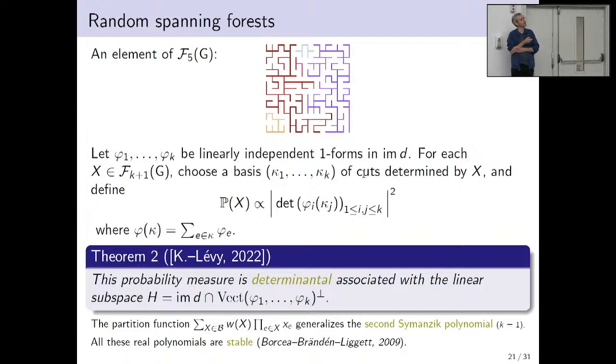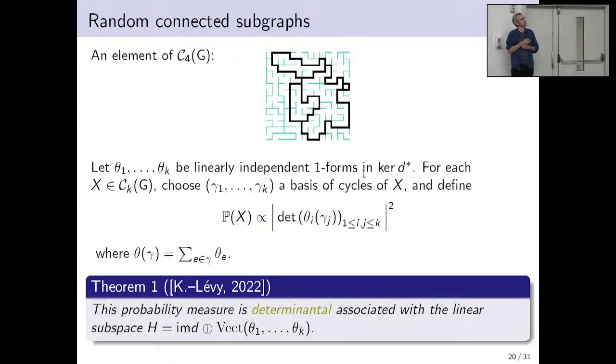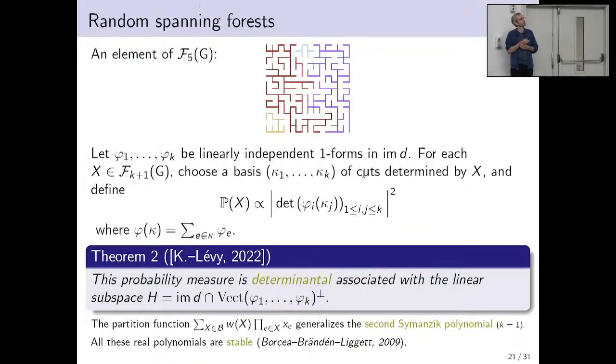And now the subspace is a subspace of the image of D. It's a smaller space, which is obtained by taking the image of D intersected with the orthogonal of the span of these phi 1, ..., phi k. And let me just make a remark, that if you look at the partition function of all these measures, which you would just write as a sum over all the configurations of their weight, a weight would be this thing, times the product over the points inside the process of some variable xi, this is a polynomial.